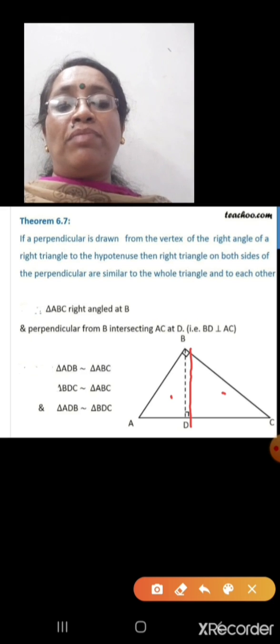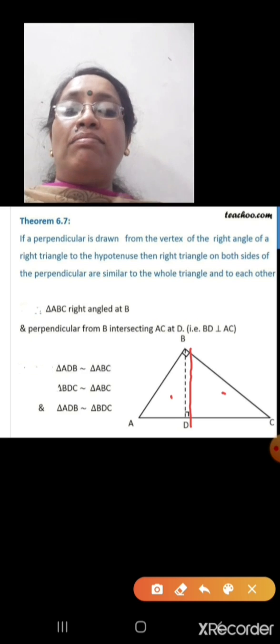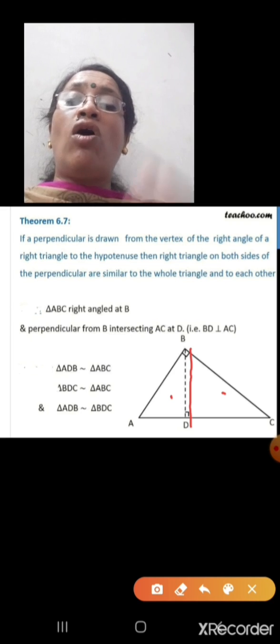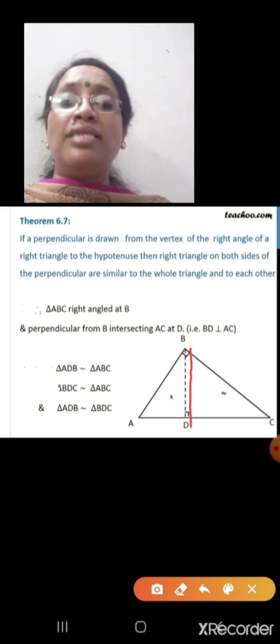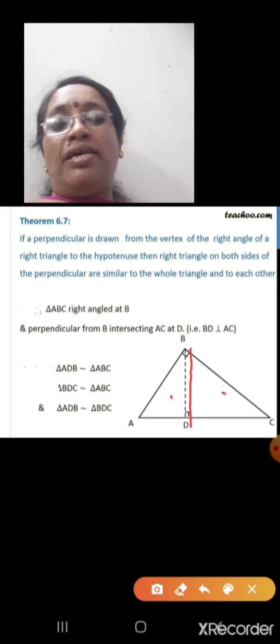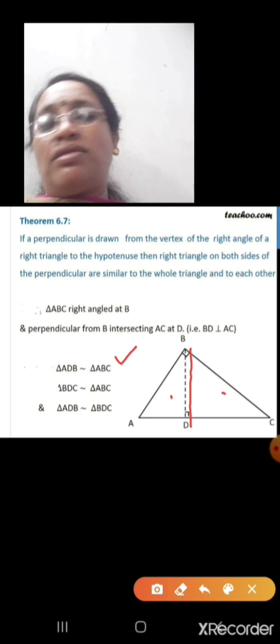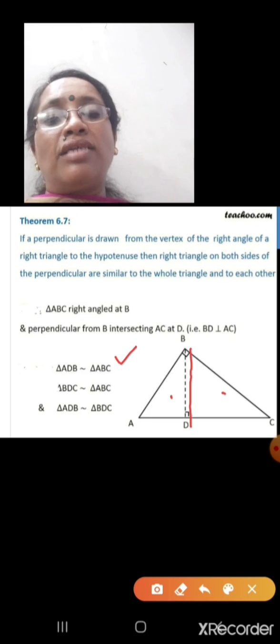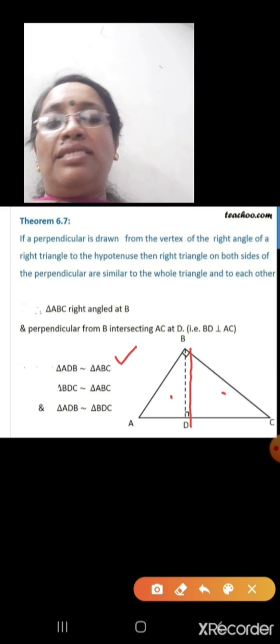The right triangles on both sides of the perpendicular, one is ADB and another is BDC. These 2 triangles are similar to the whole triangle, which is the big triangle ABC. So ADB is similar to ABC, the big triangle. Again, the right side triangle BDC is also similar to ABC.